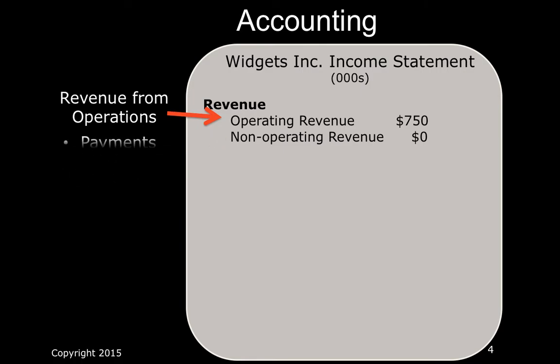Operating revenue is revenue generated by the company's normal operations, its core business. For a widget maker, it is payments received for the purchase of widgets. For a lawyer, it is fees received for legal services.